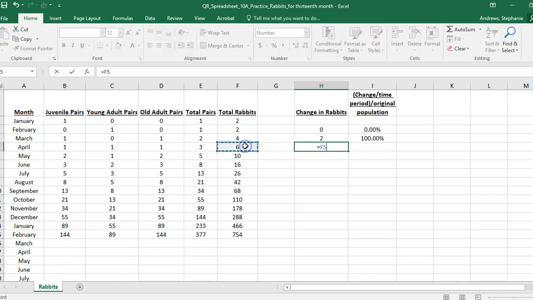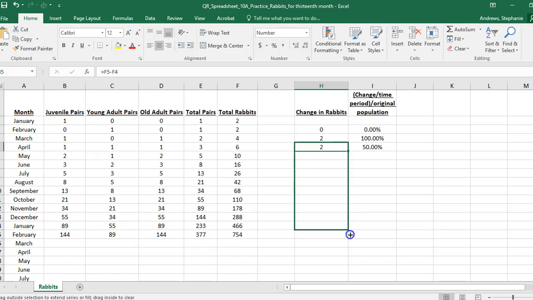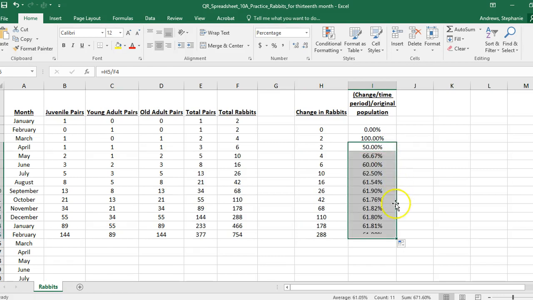Equals taking the ending month minus the beginning month, and I get 2. I'm going to do the change, which I want it to say equals. I'm going to take the change in the rabbits and divide it by the original population. It's still not looking good. So let's look for a trend. Let's drag this across the months and then drag this across the months.